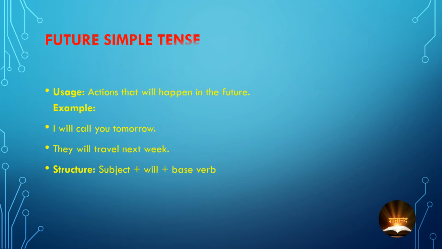Future simple tense. This tense talks about actions that will happen. For example, I will call you tomorrow, or they will travel next week. The formula is will plus the base form of the verb.